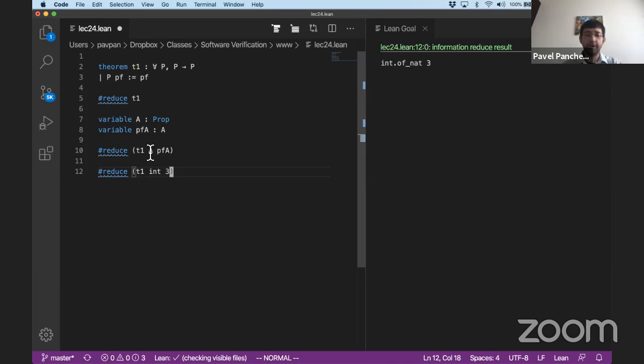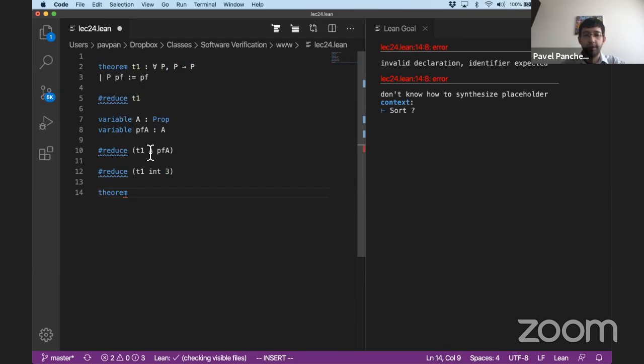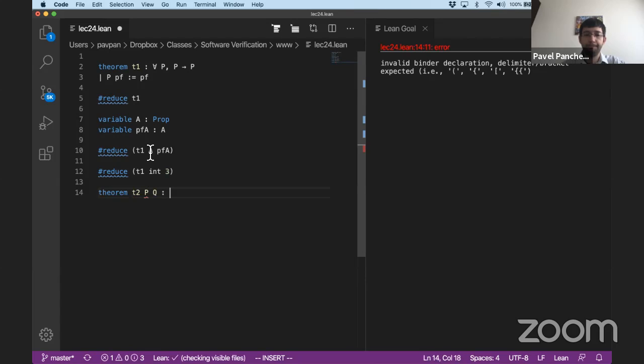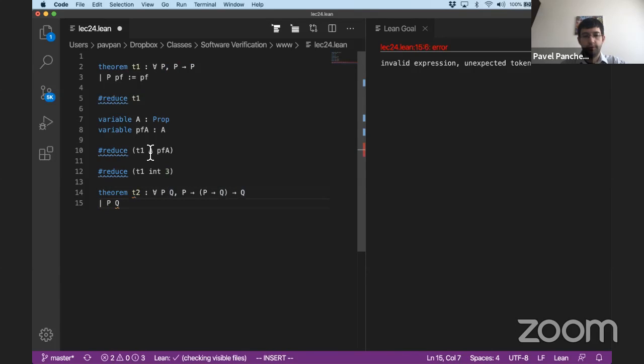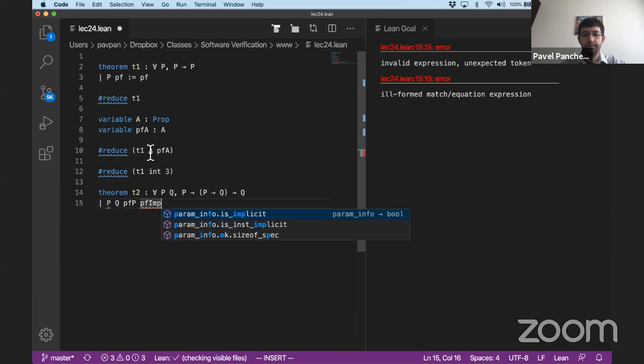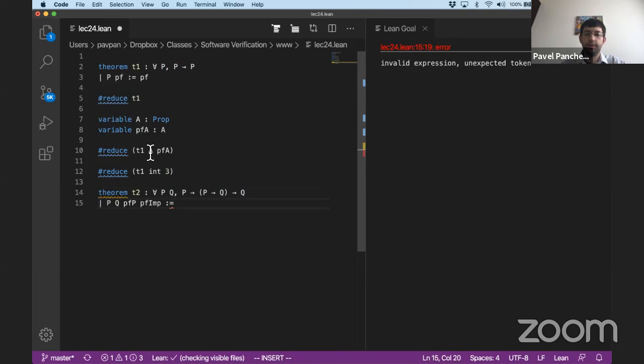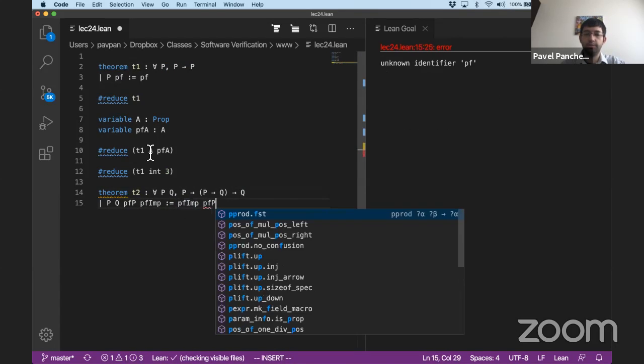Okay, so let's look at another theorem. This is a little simplistic. Let's try to prove this theorem of what we call modus ponens, right? It's going to say for all P and Q, if P and P implies Q, then Q. So let's take our proof of P and our proof of implication, and we're going to apply the proof of implication to the proof of P.